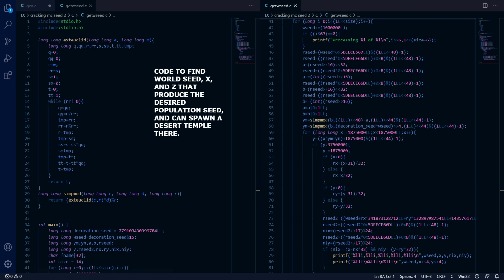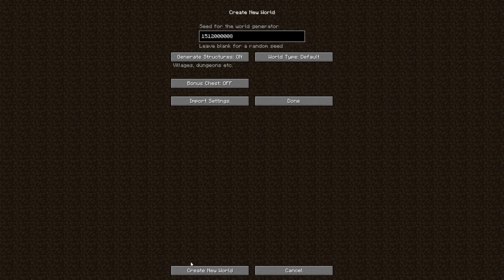The last thing that must be addressed is that each region, or 32 by 32 chunk area, only generates one pyramid, so I have to check about 1,280 world seeds before finding one that not only has a chunk with the desired population seed, but for which that chunk will generate a desert temple. In C, it takes anywhere from 5 seconds to a minute usually to reverse a population seed.